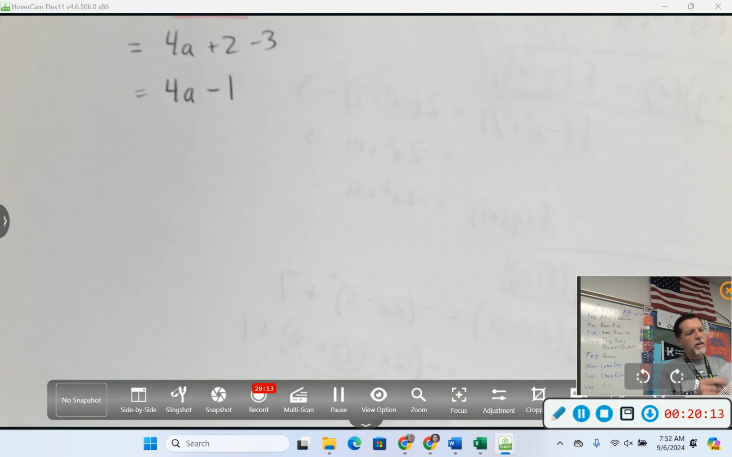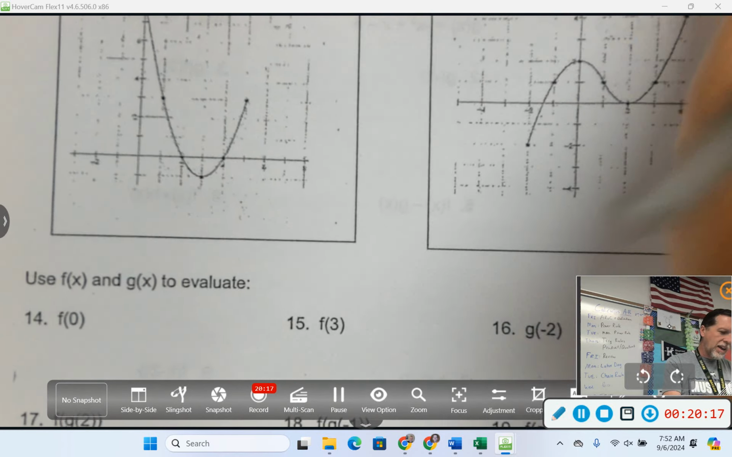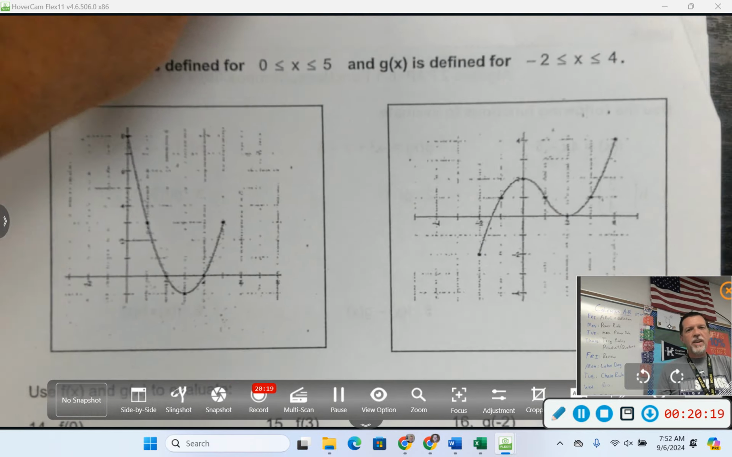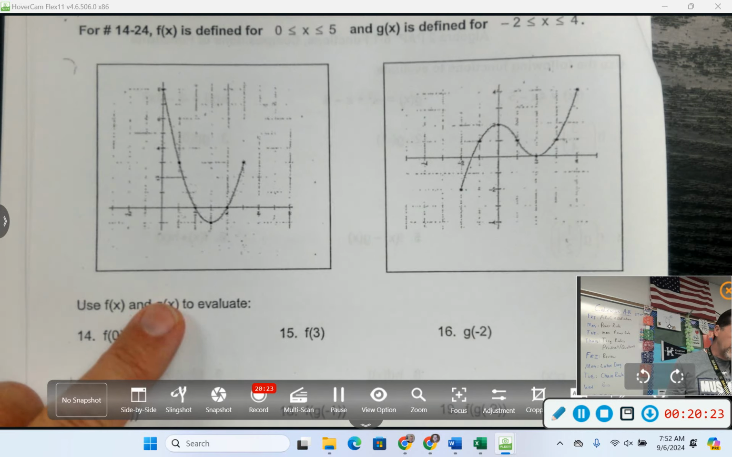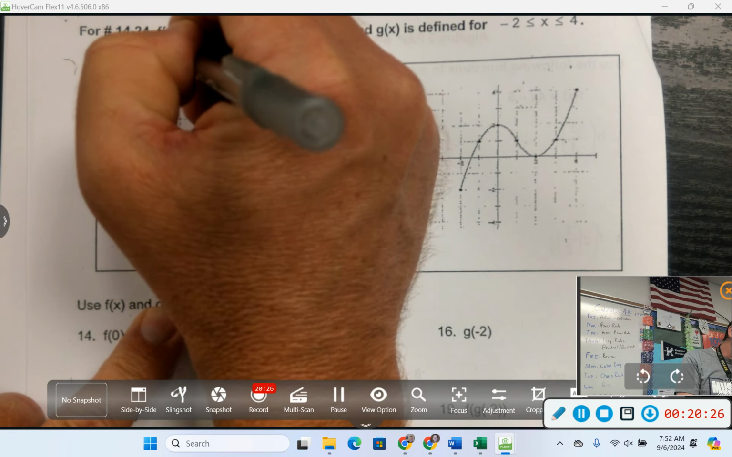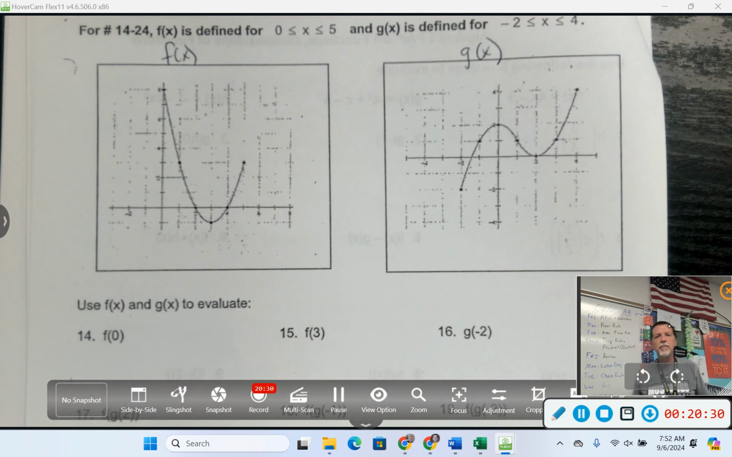No packet, or I mean, it's in the packet. I do want to flip to the back and do a couple of these together because the picture isn't defined real well and also isn't really labeled very good. This first one is f of x. The second one is g of x. And the grid size is 1, so if you can't read the numbers, the grid size is 1. So let's do a few of these together.